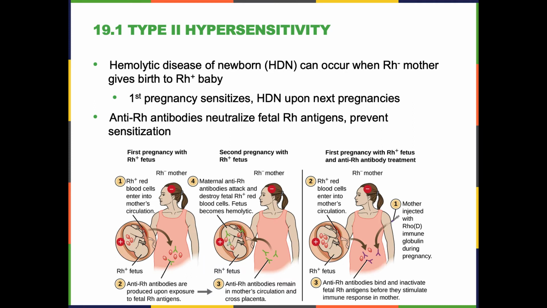pregnancy with a second Rh positive fetus, and all of a sudden these antibodies can attack the fetus, resulting in destruction of the fetus. The fetus becomes hemolytic. So without any intervention, an Rh negative mother can have one Rh positive baby, because that sensitizes. But upon second pregnancy with an Rh positive fetus, now the mother's immune system will attack that fetus, and that'll lead to miscarriages, as that fetus gets destroyed.